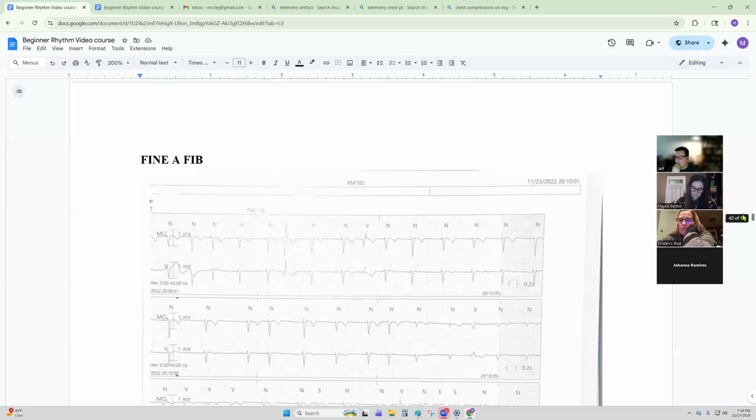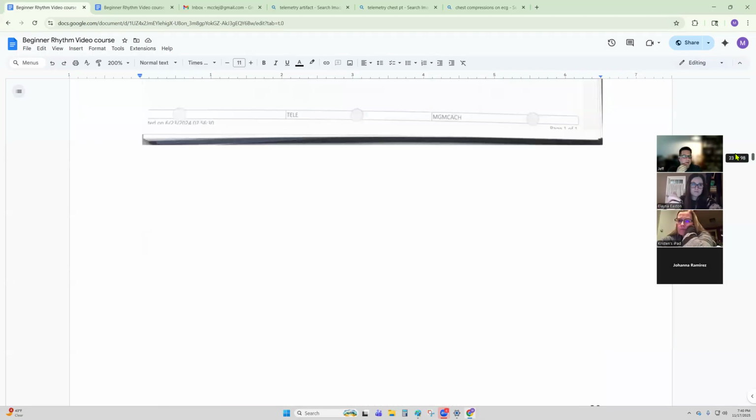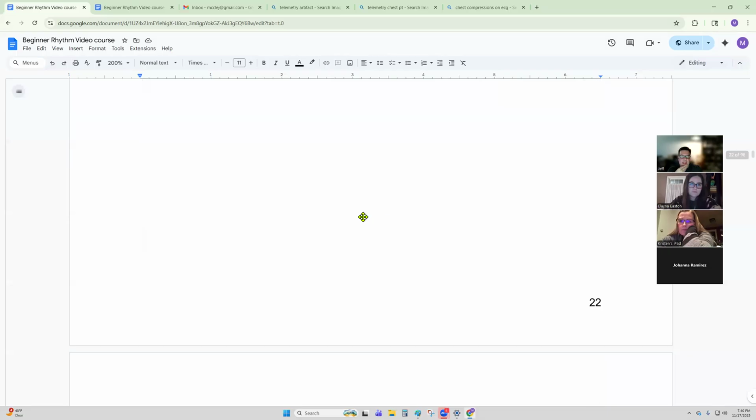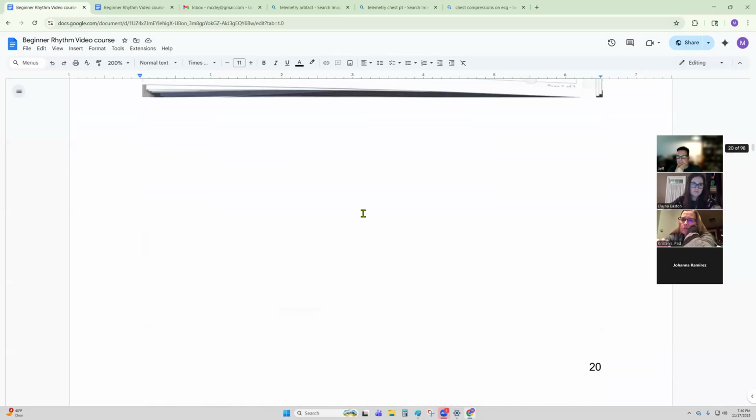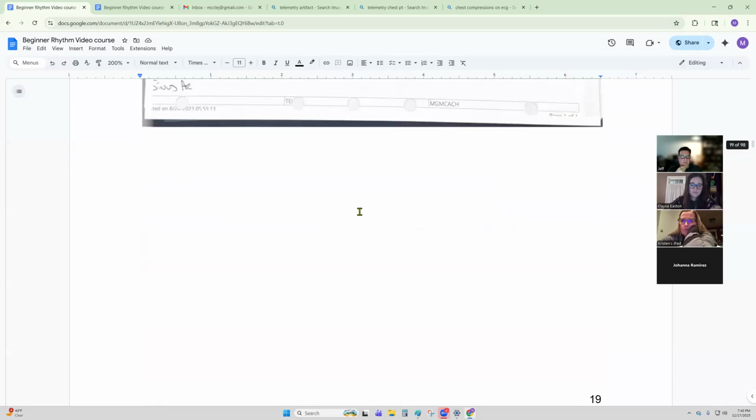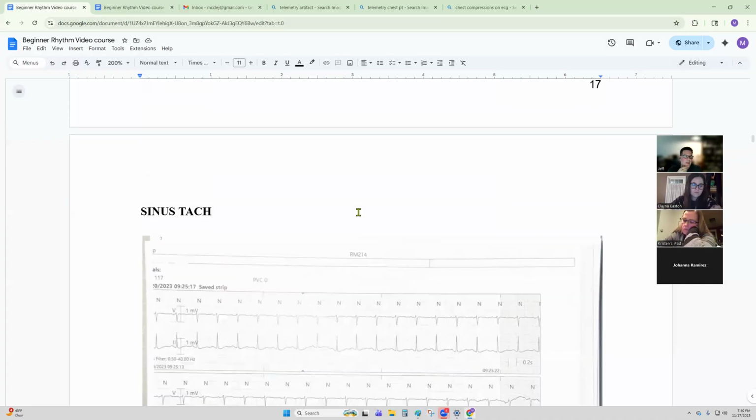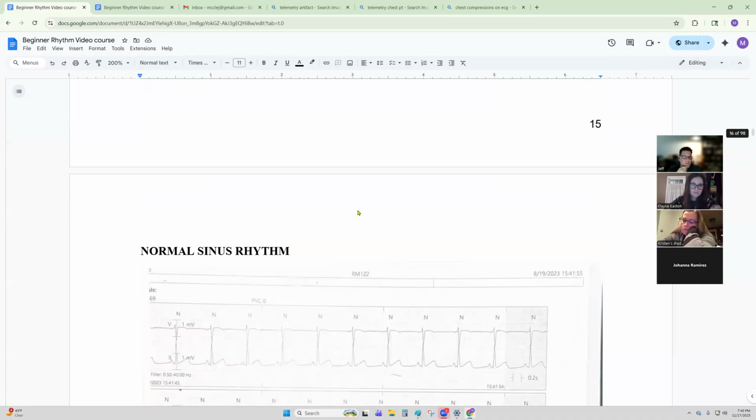Yeah, let's see. I can't remember if we talked about wandering atrial pacemaker. So with atrial ectopic, you have two different P waves. You have one P wave coming from the SA node, and then you have another P wave coming from the atrial chamber.